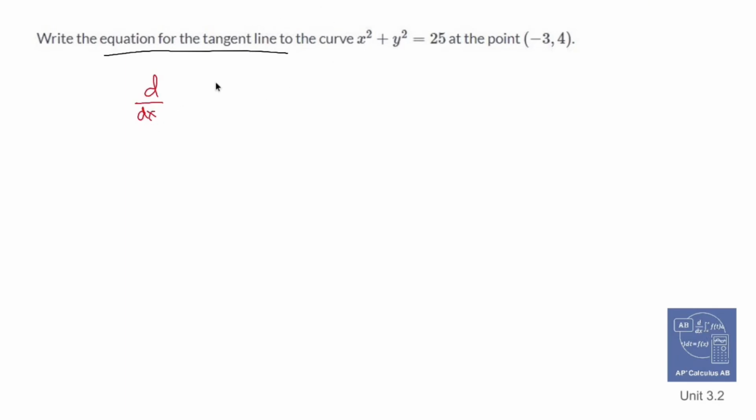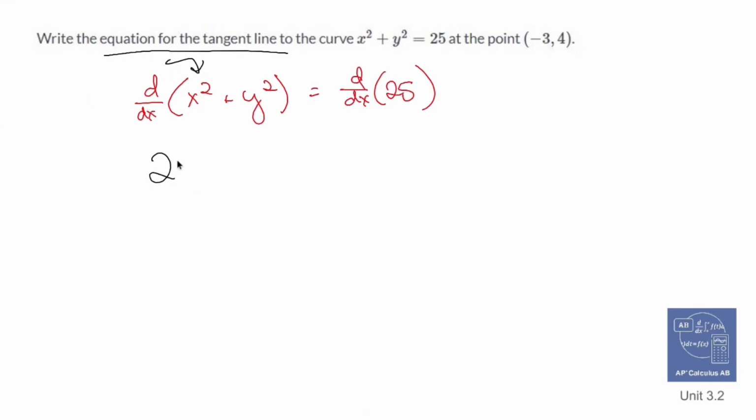The easiest way that you could take the derivative of this is by doing our good old friend implicit differentiation. So I'm going to take the derivative of both sides with respect to x. The derivative of x squared with respect to x is 2x, easy peasy. The derivative of y squared with respect to x is 2y, but don't forget to attach your dy/dx. That's going to equal the derivative of a number, which is nothing.